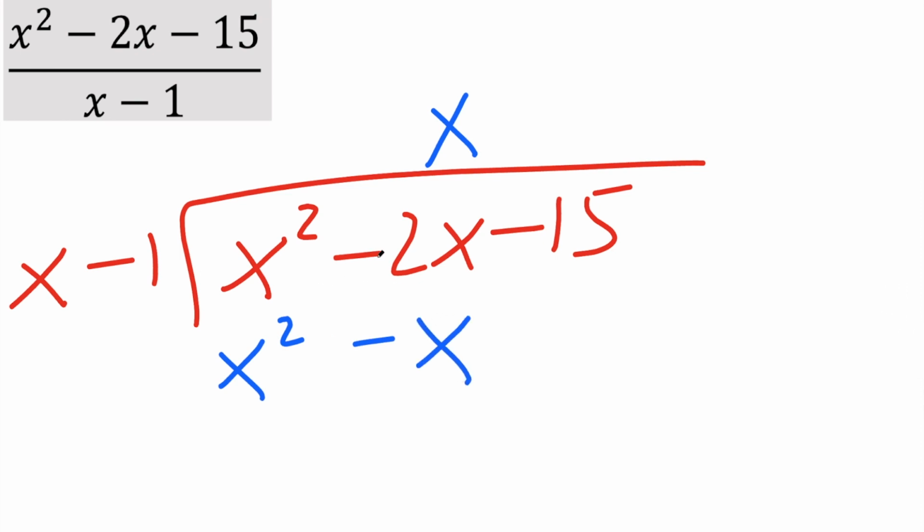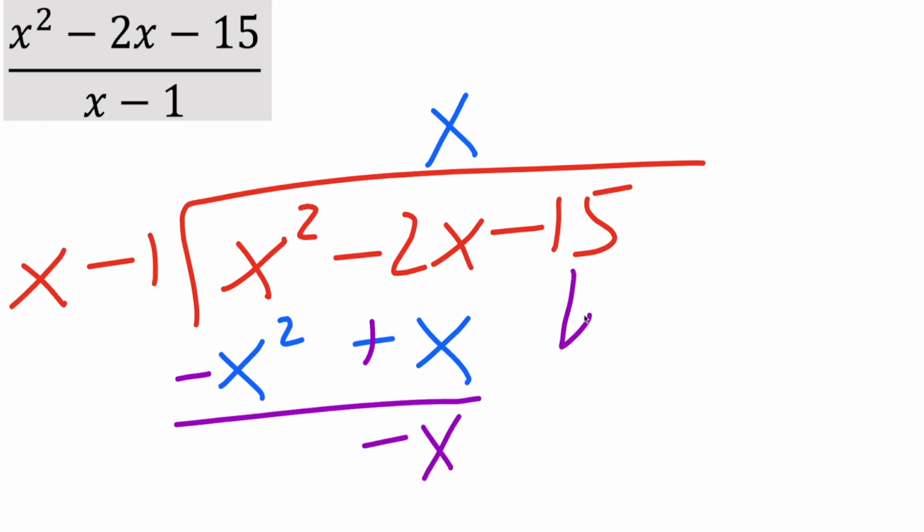Now we take this piece and we're going to subtract it by this piece. So this is already positive, so make it negative. This is negative, so make it positive. And we're going to combine. x squared minus x squared is 0. Negative 2x plus x is negative 1x, or just negative x. And then you're going to bring down the negative 15. So negative 15 here. Okay, now we think to ourselves, x times what gives you negative x? x times negative 1 gives you negative x. So you'll put a negative 1 here.